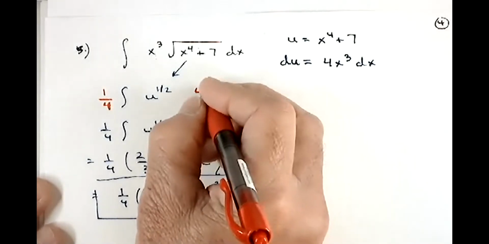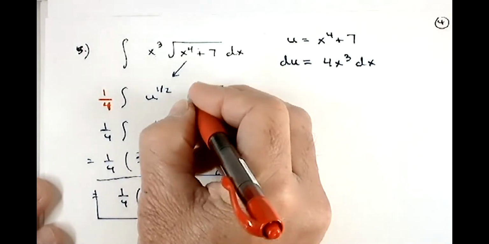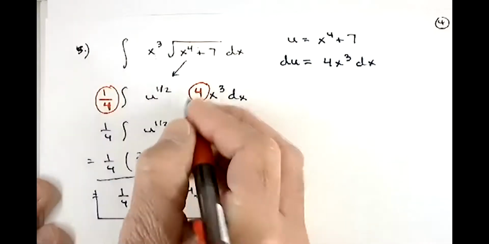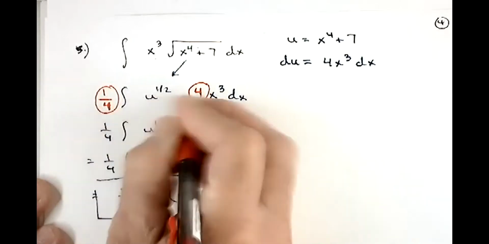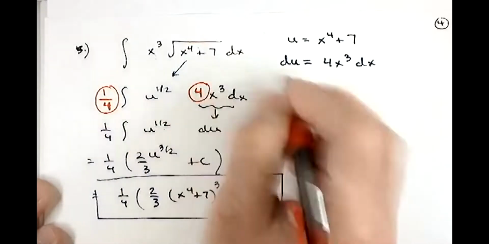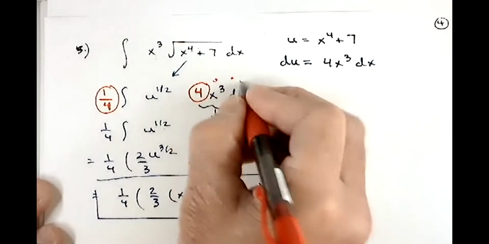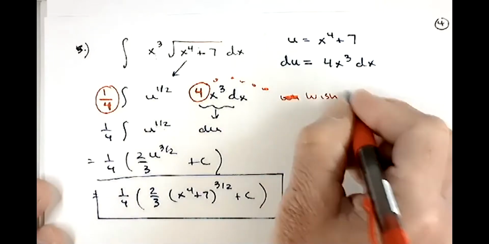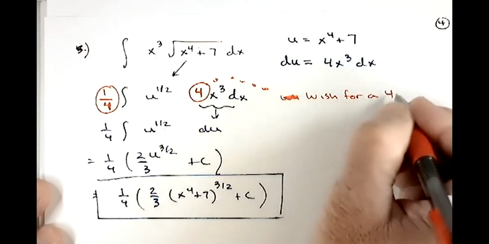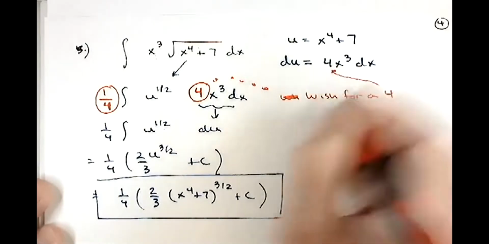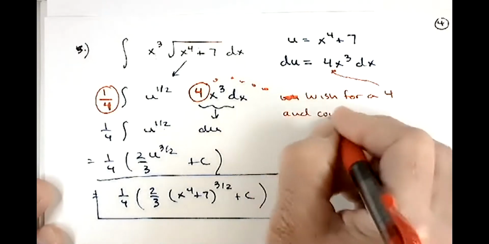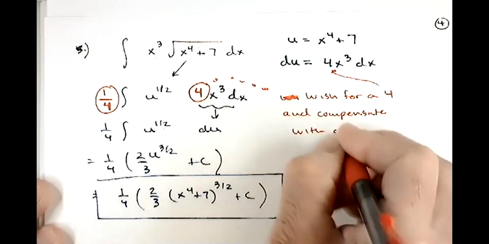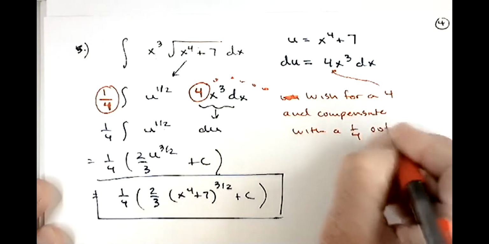So if you don't have a different color of pen, my technique, what I do is anything I wish for, I circle. And that's my cue and your cue that wasn't there. I put that there. Okay. And so I'm going to just put a little thought bubble here. Wish, whoops, that's not how you spell wish. Wish for a 4 so that you can get this and compensate with a 1/4 outside.